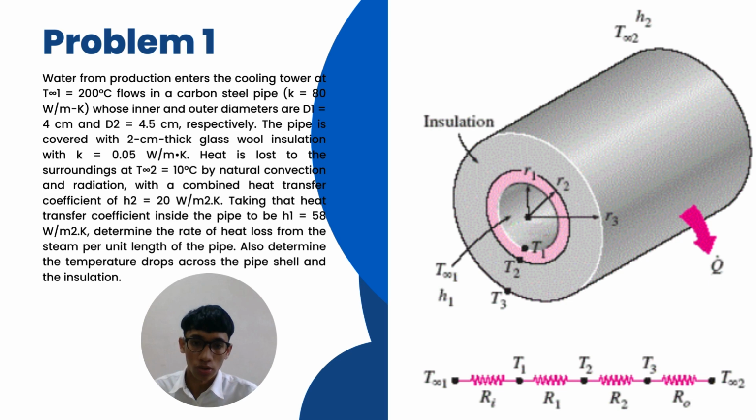Heat is lost to the surroundings at a temperature of 10 degrees C by natural convection and radiation with a combined heat transfer coefficient of H2 equal to 20, taking the heat transfer coefficient inside the pipe to be H1 equal to 58.